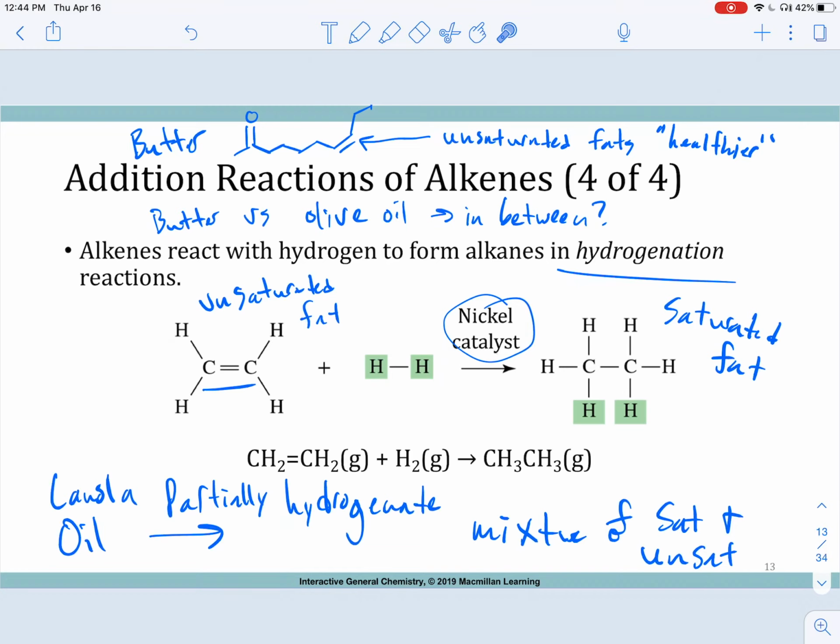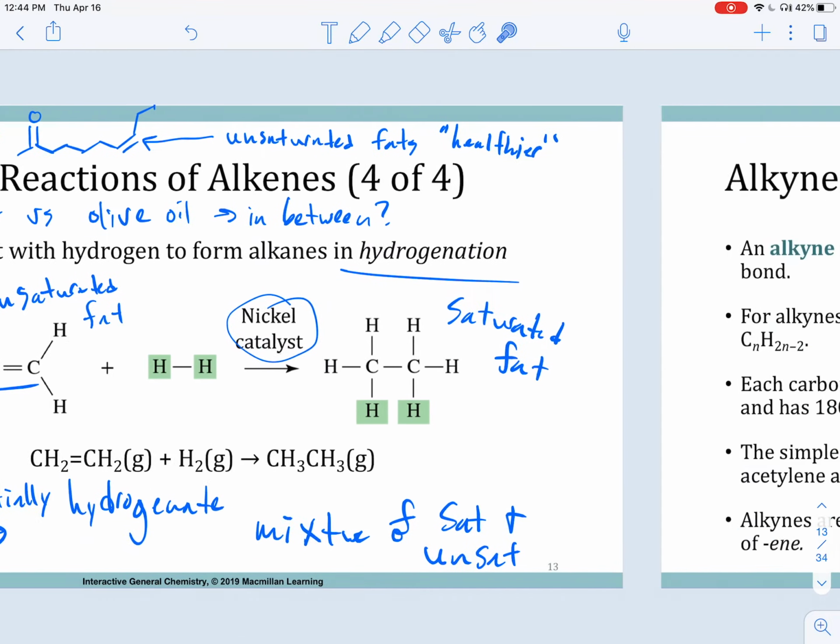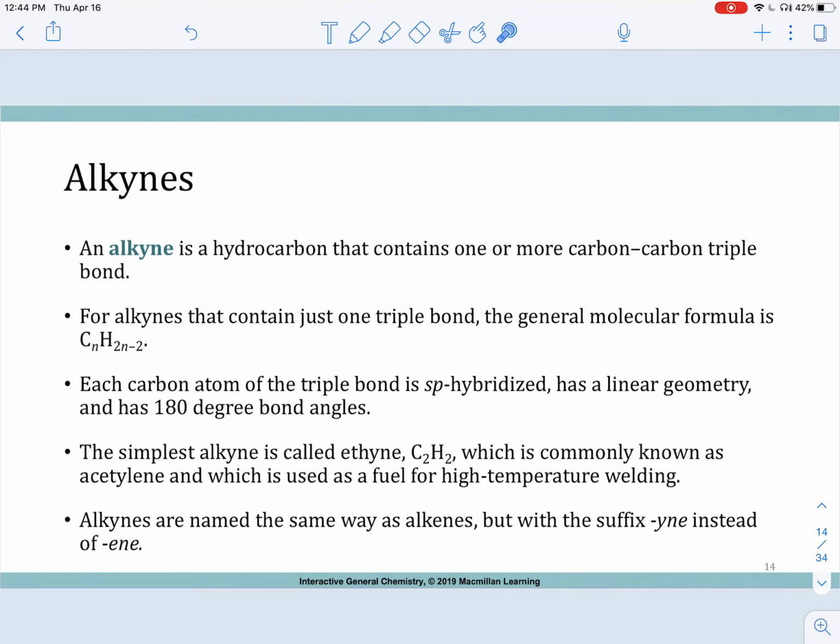So hydrogenation is very important in the food industry. But that's how you would add hydrogens across a double bond. You take hydrogen gas, a nickel catalyst. Again, it's another addition reaction, but we call it hydrogenation in this case. Okay, that's our discussion of alkenes. Now let's move on to the next step of unsaturation, and that would be alkynes.